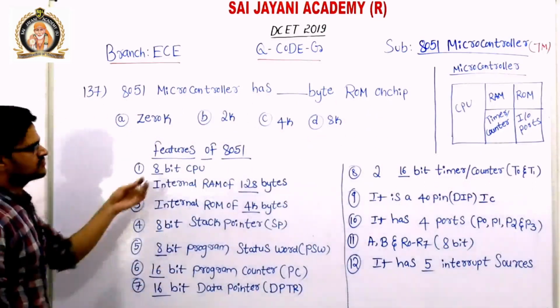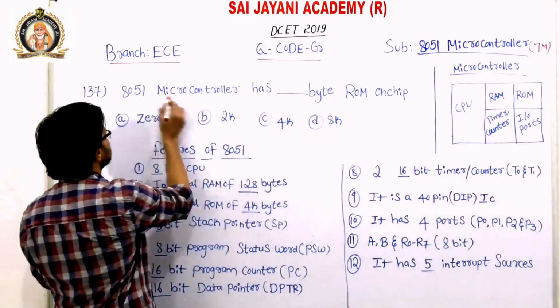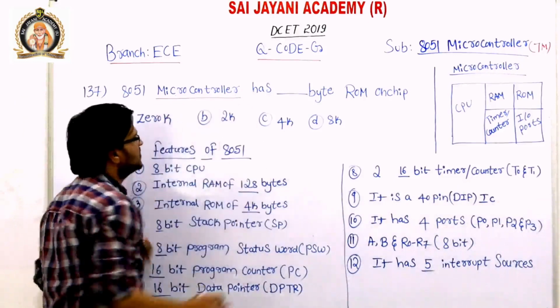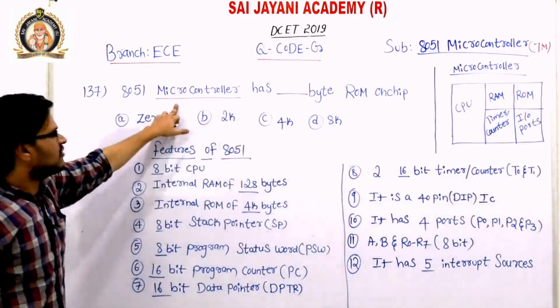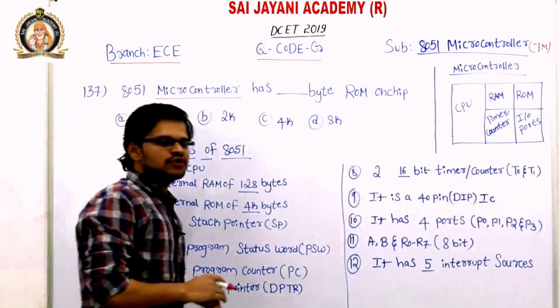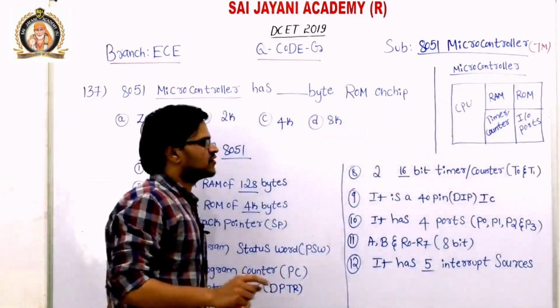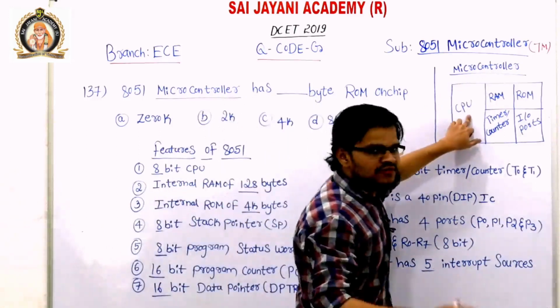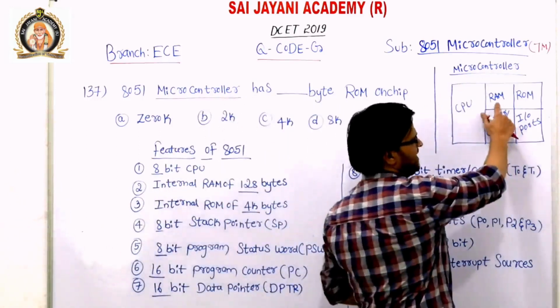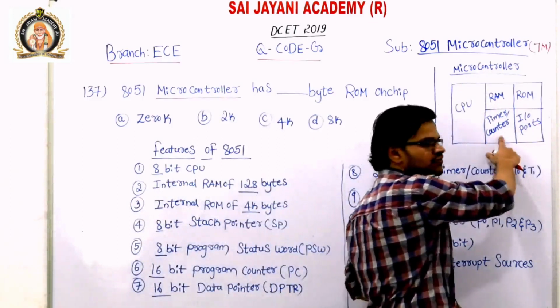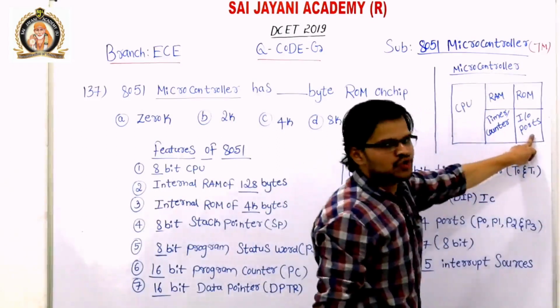Before going to answer the question, first we have to note the meaning of microcontroller. What is meant by microcontroller? A microcontroller is nothing but a processor or the CPU. But along with the CPU, it has inbuilt RAM, ROM, timer or counter and input-output ports.